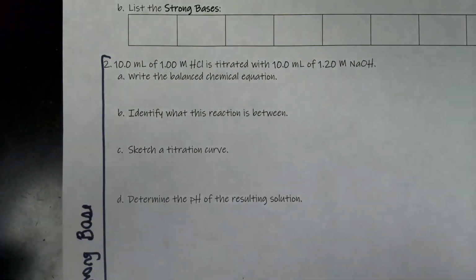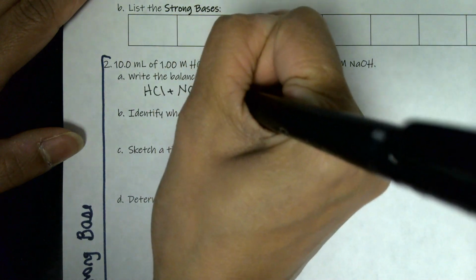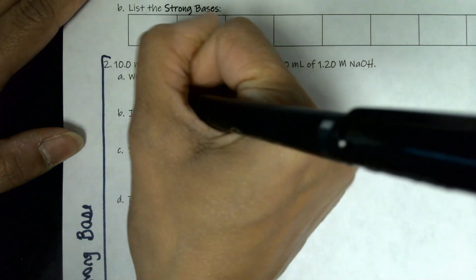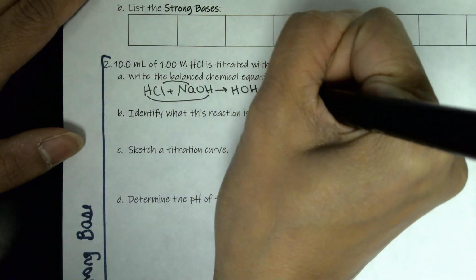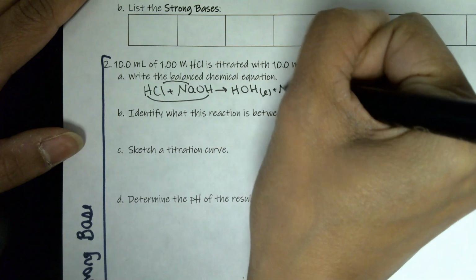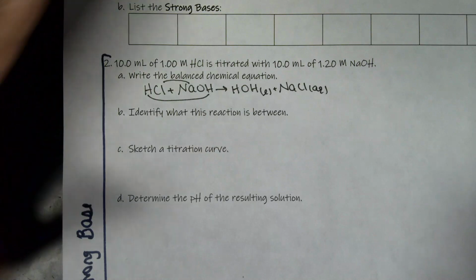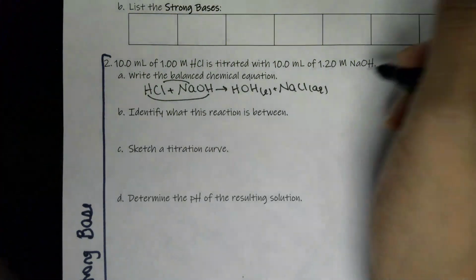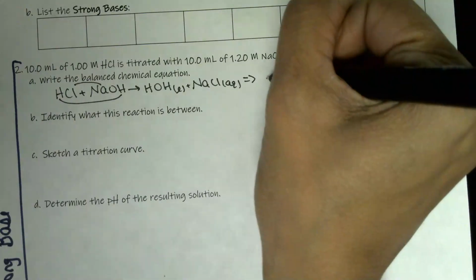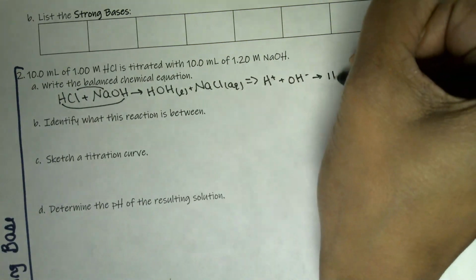All right, so the balanced chemical equation: we have HCl plus NaOH produces, so the H connects with the OH and the Na connects with the Cl, so we've got HOH, that is a liquid, and NaCl aqueous. The NaCl is also going to be the spectator ion. So if we want the net ionic equation, it's really H plus and OH minus producing H2O.